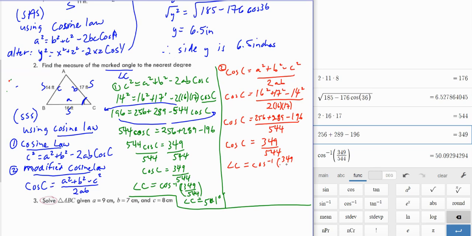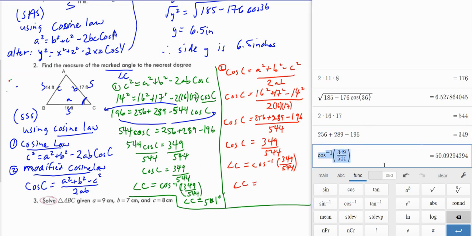349 over 544. And angle C will be the same because we will do the exact same thing as here: 50.1 degrees. Okay, so in a way, yeah, the modified one could definitely save you time. Or you can say, I'm just going to learn one equation and then use that in both ways. All right, let's go like we did in the previous one with sine law.